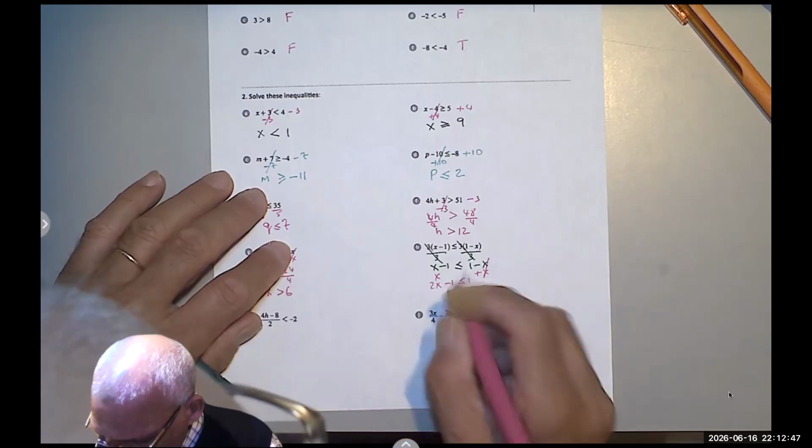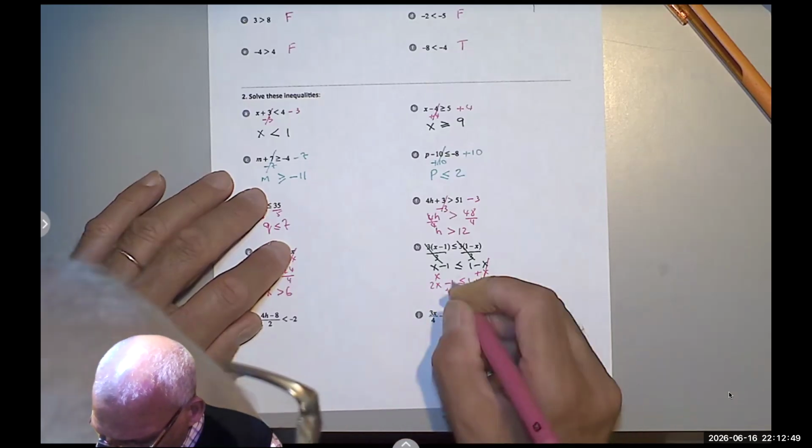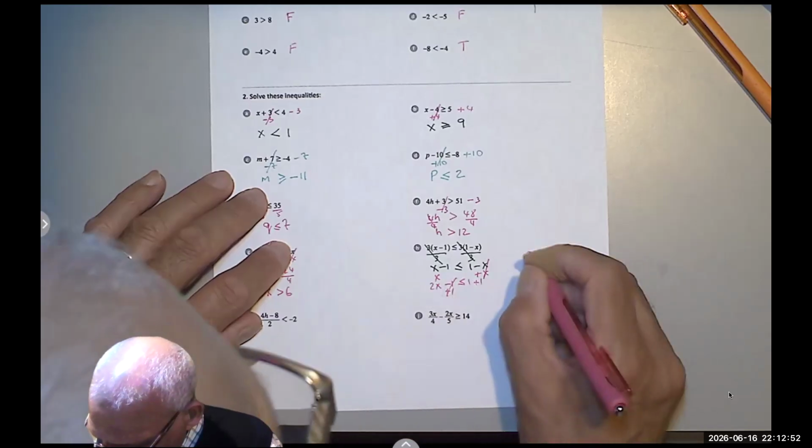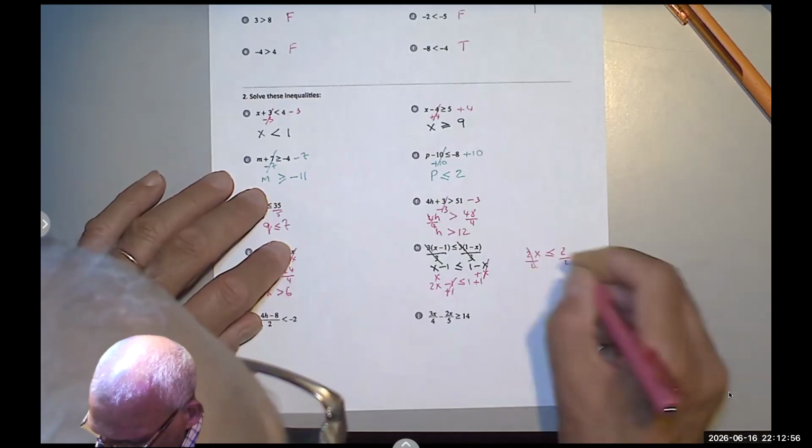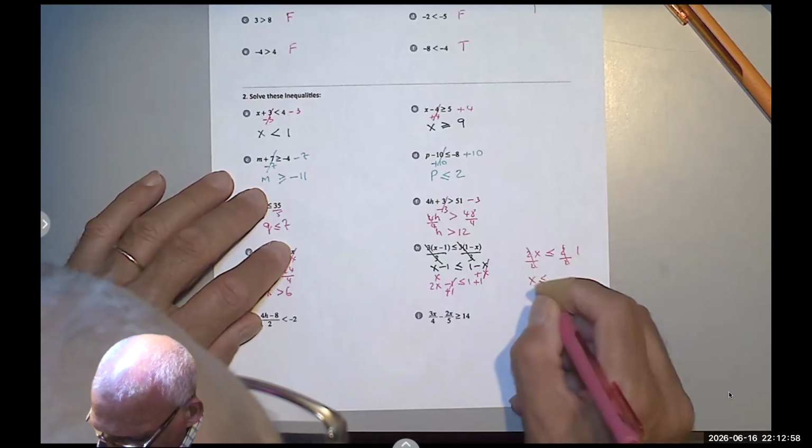I don't want a 1 here. I want the 1 there. So I'm going to add 1 and get 2x is less than or equal to 2. And finally, I divide by 2. I get x is less than or equal to 1.